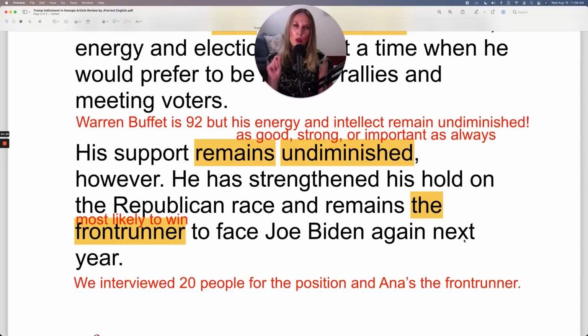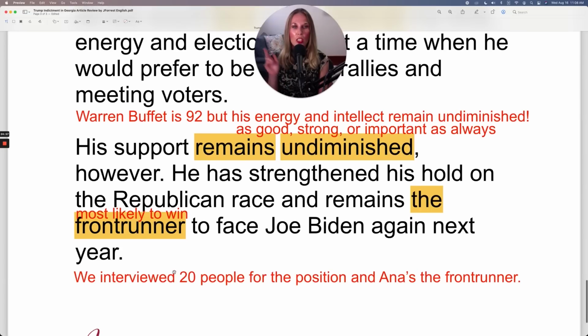Remember, the 2024 election. So here's another example with front runner, because you can use this outside of politics. Because it's most likely to win, you can win a race, win a competition, win a job, in terms of an interview process. You can win many different things. So you can use this expression, the front runner, in different contexts.